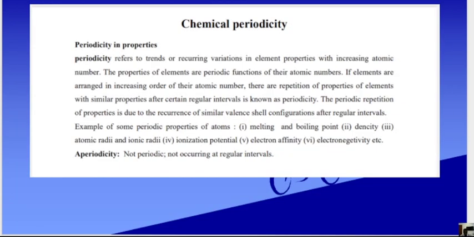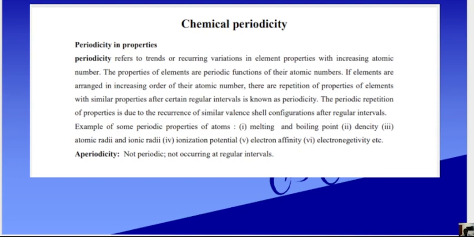So, talking about periodicity, as I mentioned, it refers to the trend or recurring variation in elements' properties with increasing atomic number. The properties of elements are a periodic function of the atomic number, and that is what we refer to as the periodic law. If elements are arranged in an increasing order of the atomic number, there is repetition of properties of elements with similar properties after certain regular intervals, and that is known as periodicity. So when you are talking about periodicity, you are basically talking about repetitions or trends in a particular group of elements.